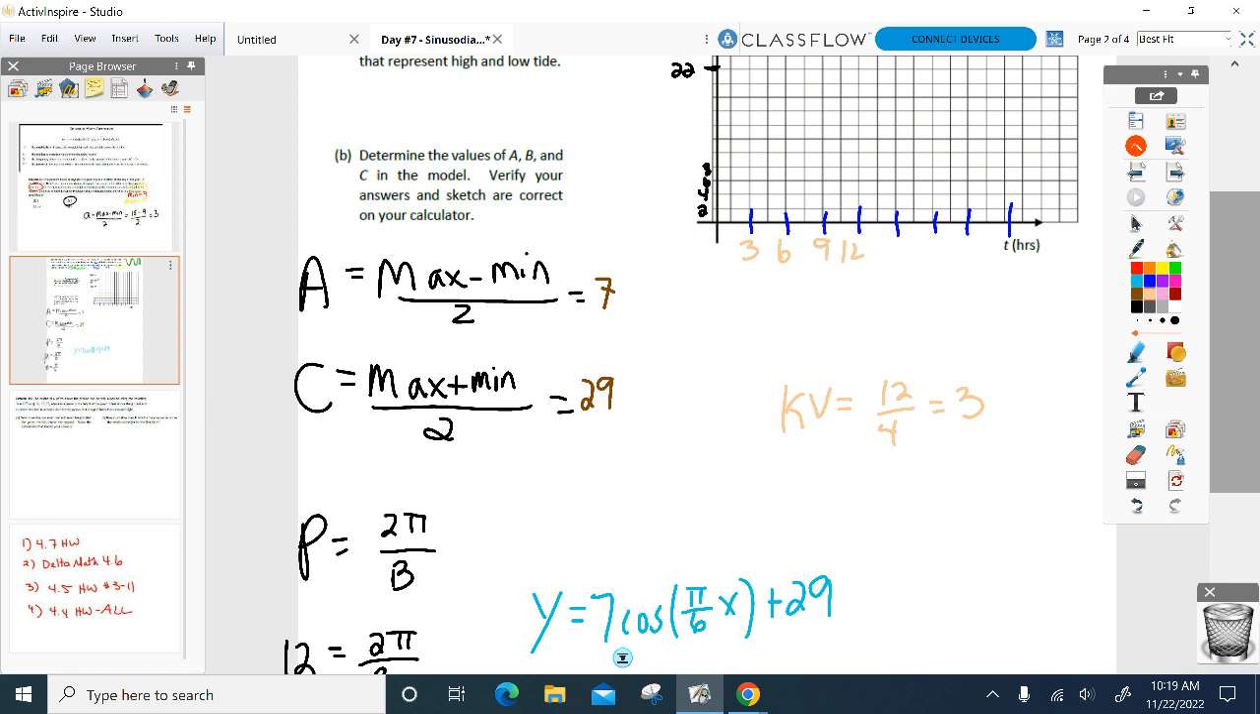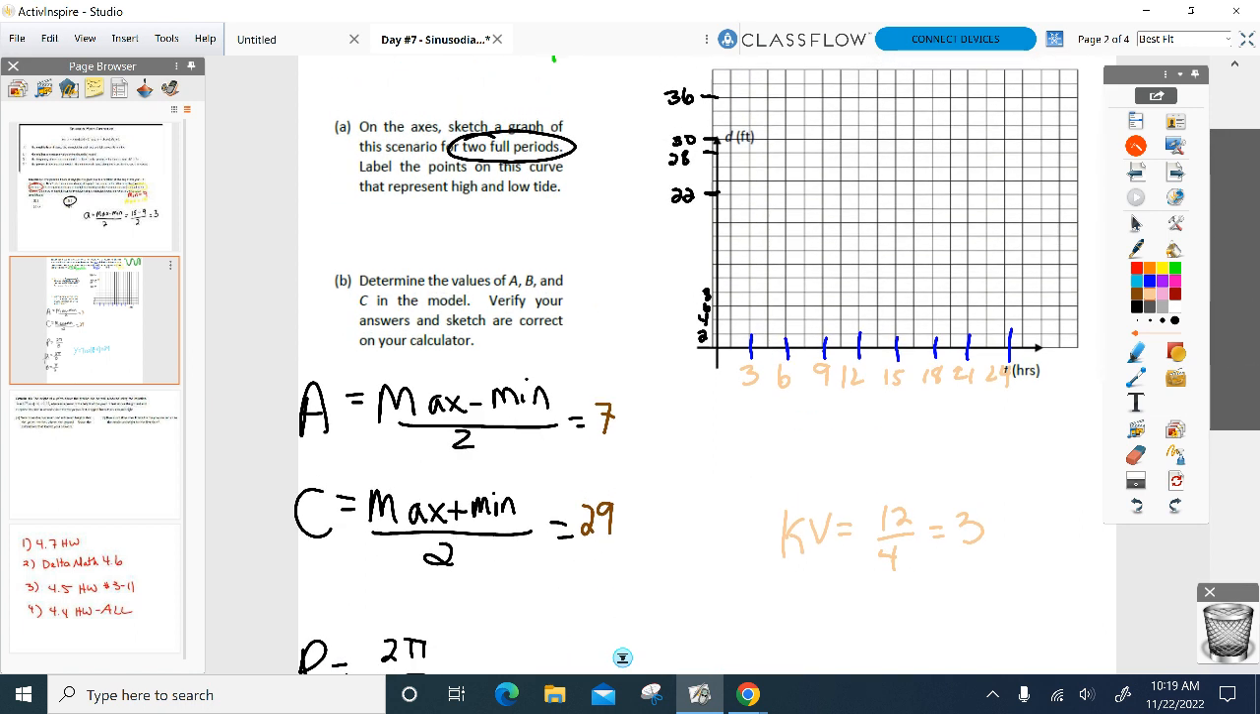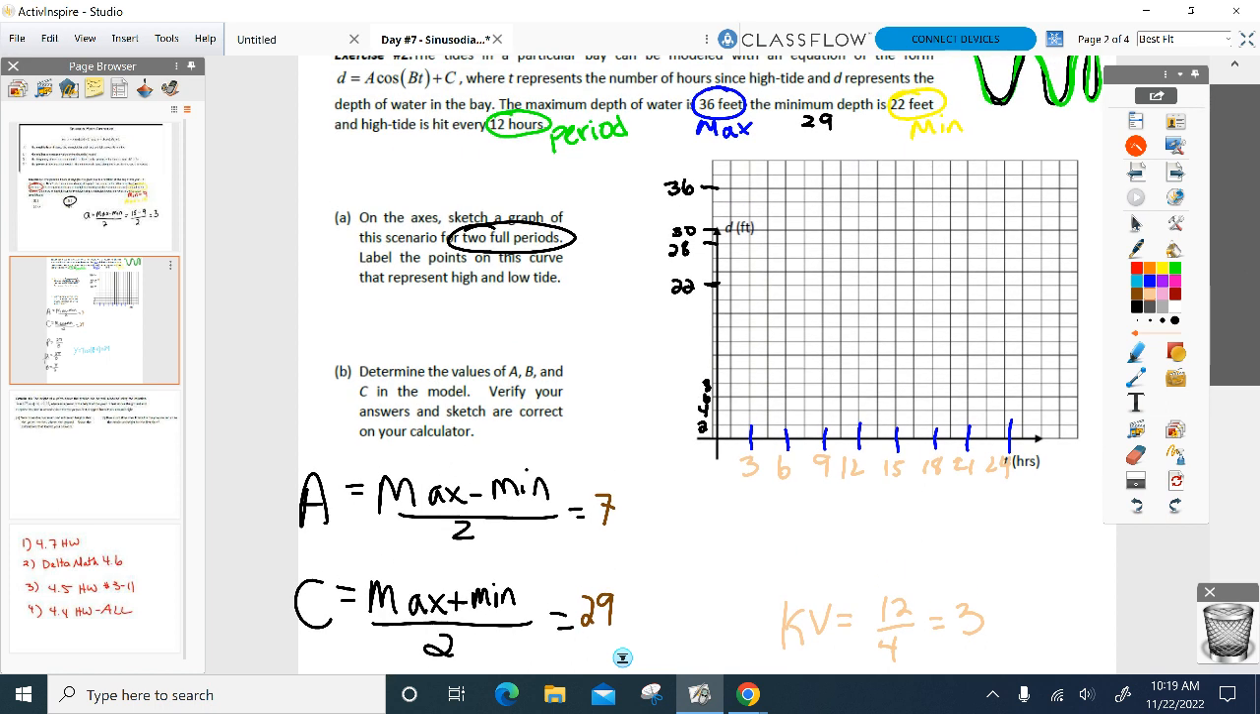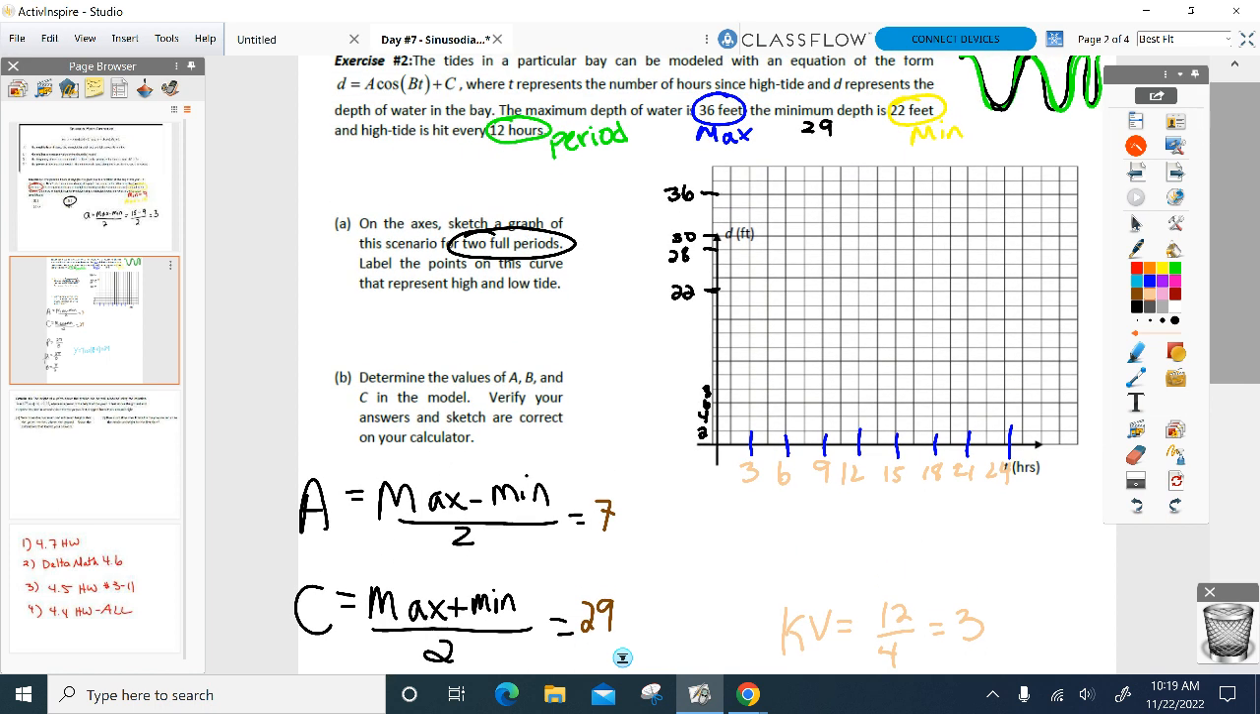Usually I would stop at 12. Absolutely, I would stop at 12. But the problem did say 2 of them, 2 periods. And once we have everything set up, X and Y axes now, it's just your ability. Can you graph a cosine curve or not? That's it. And we've been graphing cosine curves and sine curves since day 1.